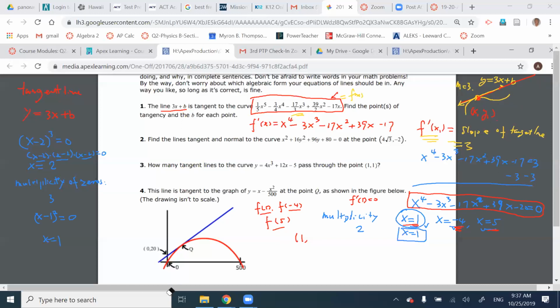So this question number 1, they ask you to find the points of tangency and the b for each point, right? What we're going to do is this here. First, find the point of tangency first. For the point of tangency, we go F, the derivative of F1 actually. So we can use the calculator one time, get the deal done, okay?